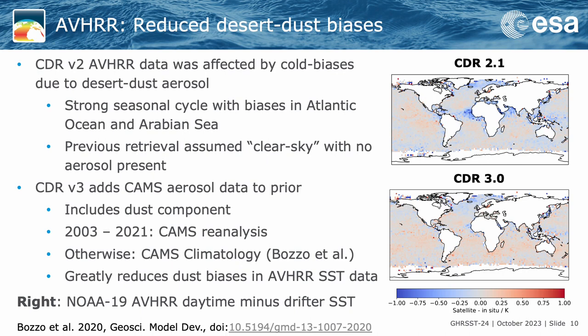This is taken from the CAMS reanalysis between 2003 and 2021 and the CAMS climatology at other times. The plots on the right show that the dust biases are greatly reduced in version 3 AVHRR compared to version 2.